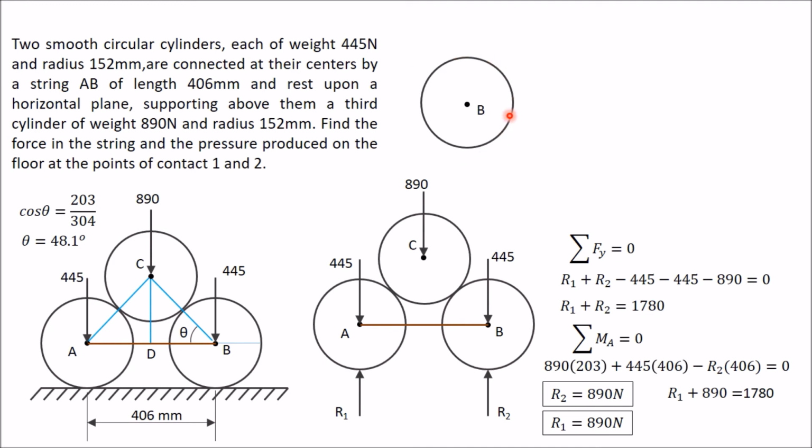So first sketch this cylinder B. Apply weight in the vertical downward direction, 445 Newton. Now this reaction R2 is already there, so R2 is equal to 890 Newton, which we have already calculated. Now you have removed this string, so in place of this string you have to show one tension, which will be in the direction of this string. So I have drawn this tension T. After that you have removed the support between B and C, so there will be one reaction, and the direction of this reaction will be along this line BC, and the angle of BC we have already calculated as theta, 48.1 degrees, so this reaction will also make the same angle theta from horizontal.